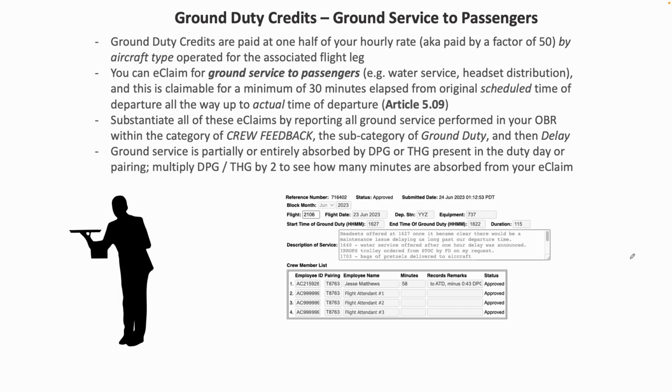If you'd like to do this manual calculation yourself, you would multiply your DPG or THG by 2, and that will give you the number of minutes that are absorbed from your e-claim. Having said that, it is best in general to file for the ground service to passengers whenever you're in doubt and allow crew pay to do the math on your behalf. Pairings can change over time for you and or the crew members on your pairing. It's better just to file the ground duty right away and then allow them to determine the eligibility once each crew member's pairing has finished.